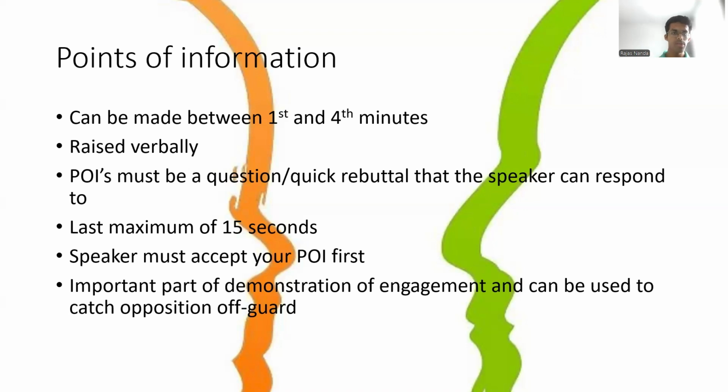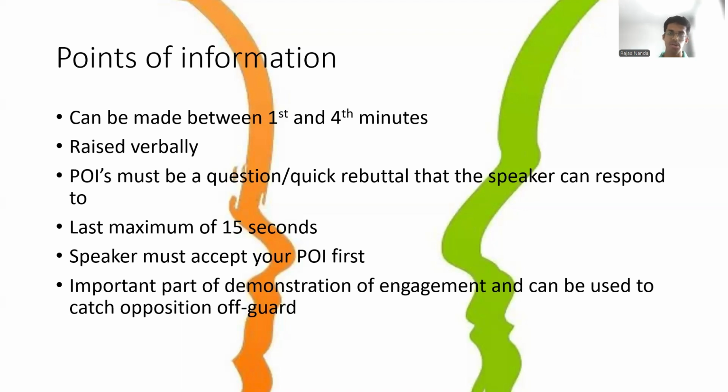More technical wise, the POI can only be asked after the first minute of a speech. So you cannot be interrupting the speaker in the first 60 seconds. And theoretically, it can also only be asked up until the fourth minute, which means the last minute of a speech, since the maximum is 5 minutes, is also protected time where the speaker cannot be interrupted. So there are 3 minutes in the middle of someone's speech where you're allowed to ask a POI of them. The POI can last a maximum of 15 seconds.